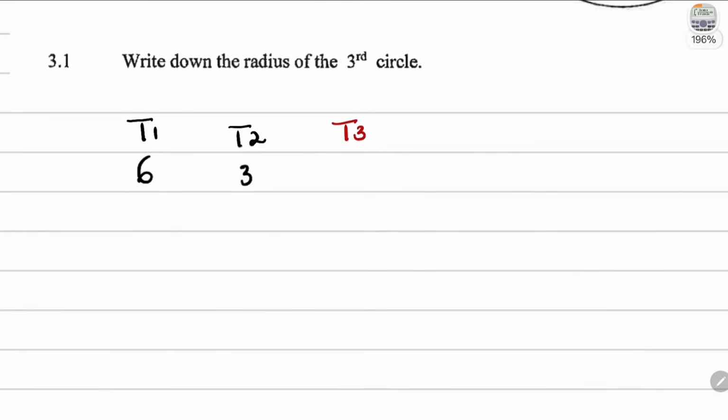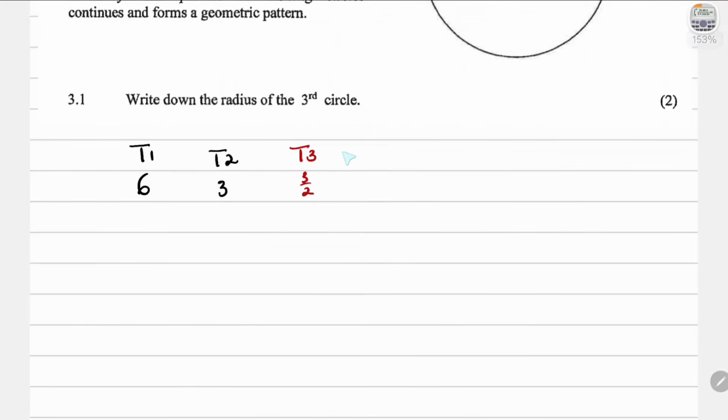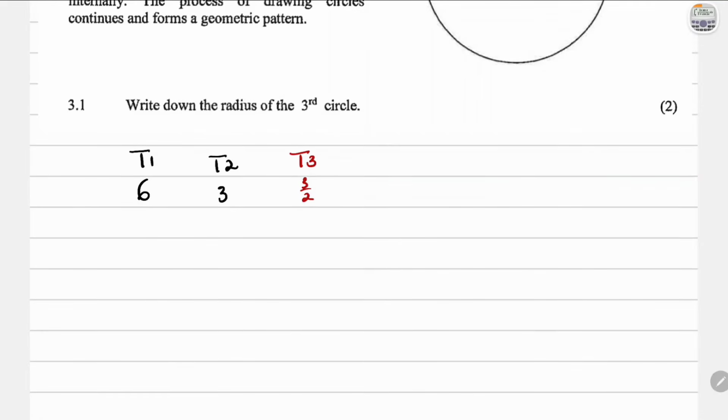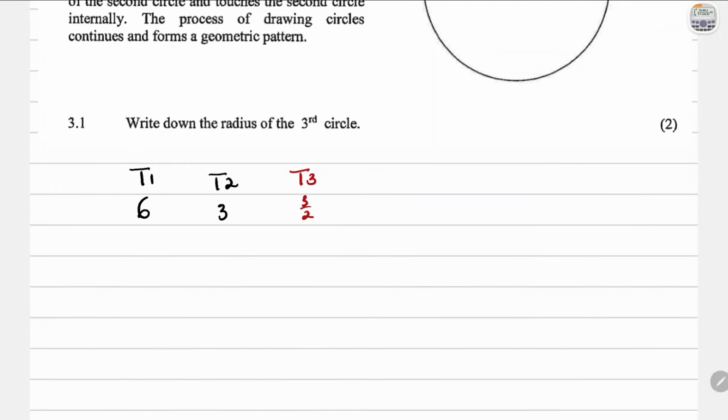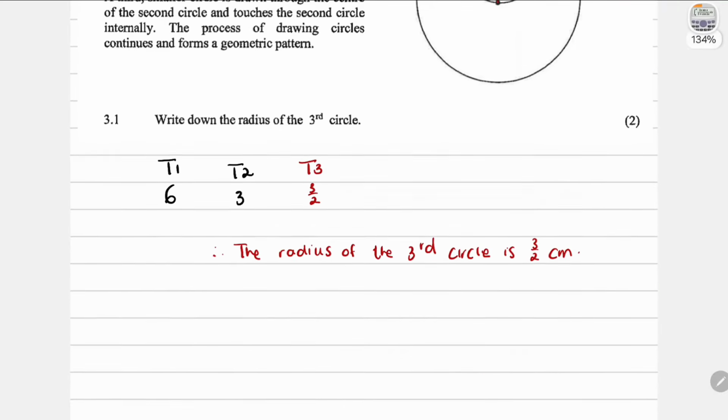So you're really going to take that radius that you have and cut it in 2. In other words, multiply by a half. So 3 times a half is 3 over 2, and that is your answer. The radius of the third circle is 3 over 2 centimeters, because they're in centimeters. Okay, there we go. I don't think we really need a calculation there.